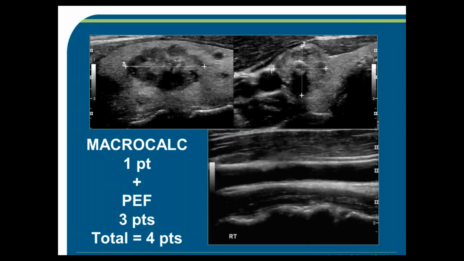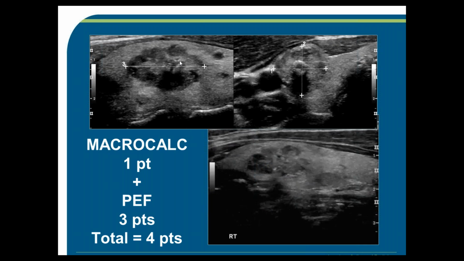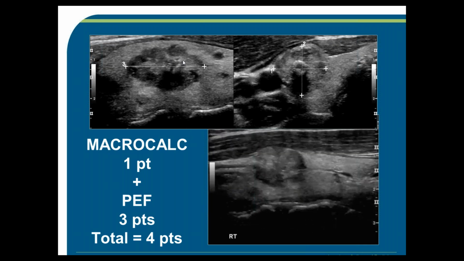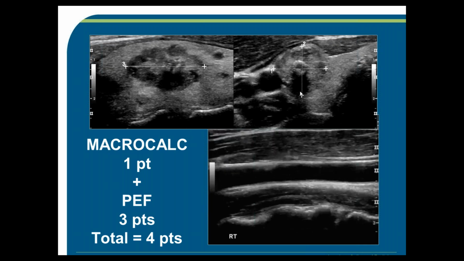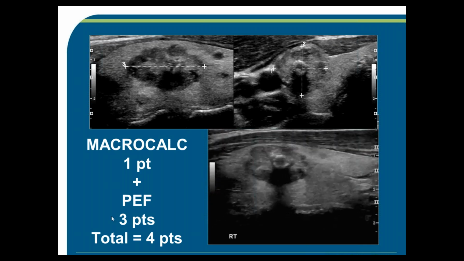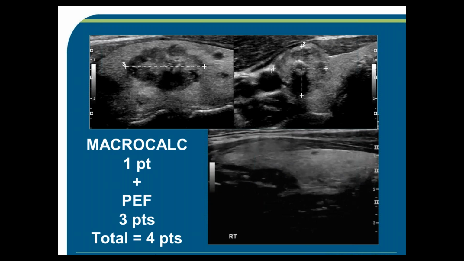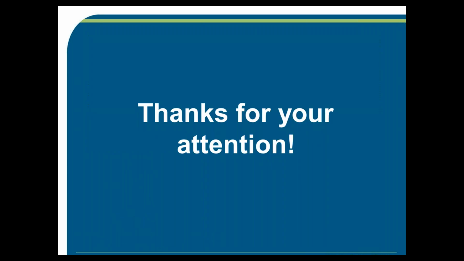And as I mentioned earlier, some nodules have more than one type of calcification. This nodule has some punctate echogenic foci as well as some shadowing macrocalcifications. So this gets 1 point for macrocalcs, 3 points for PEFs, so a point total of 4. And that does it for image analysis. Thank you all very much for your attention.